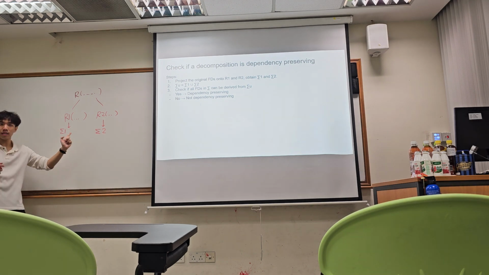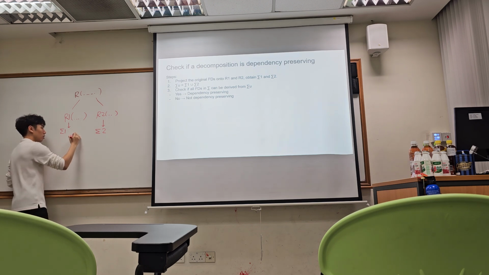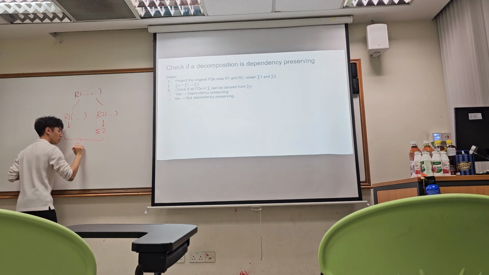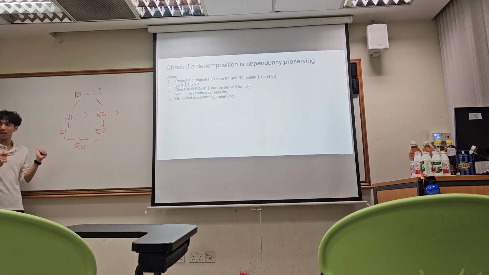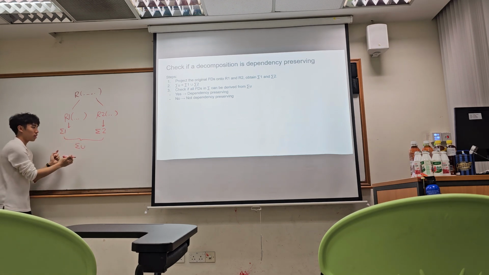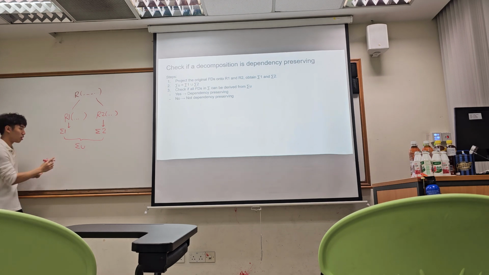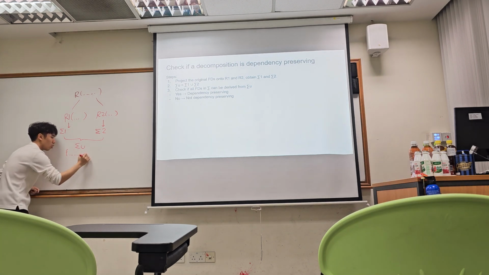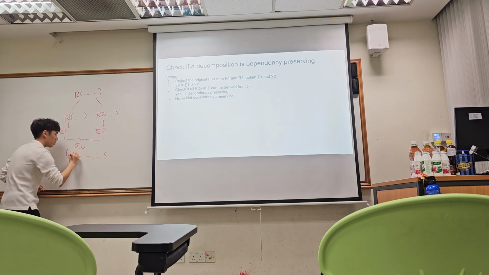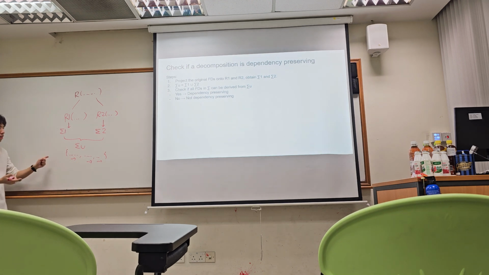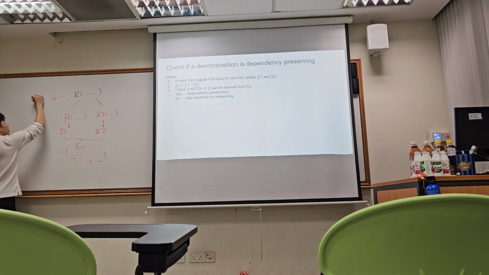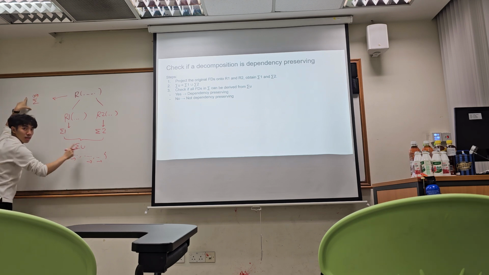After we obtain these 2, we union them together, and we get this one. Of course, from this we have a whole list of new functional dependencies. Then we check if all functional dependencies in the original set can be derived from here or not.